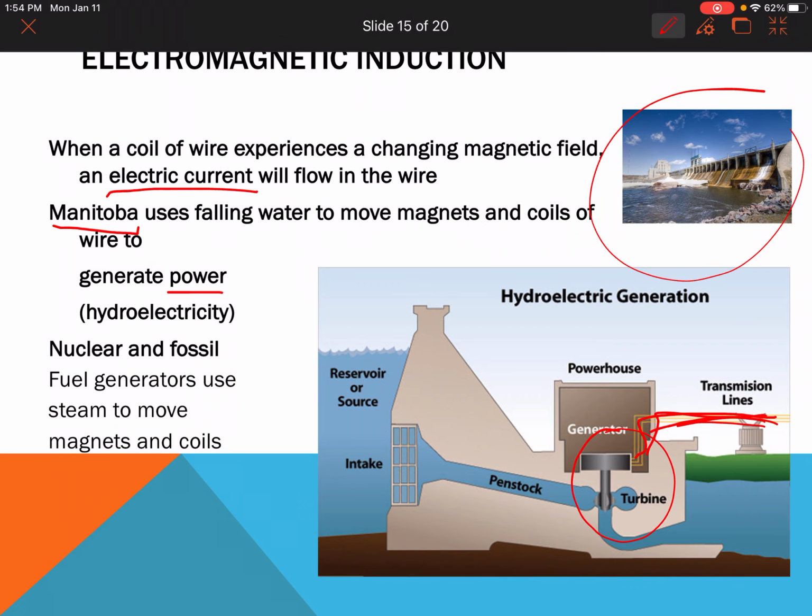So nuclear and fossil fuel generators use steam to move the magnets and coils. So electromagnetic induction can be used in many different ways, and even like wind turbines. We're using the wind to move the turbine instead of the falling water, but it's still electromagnetic induction there. So it's the same system, even though you can use different methods of turning, moving the turbine, so turning it, spinning it.